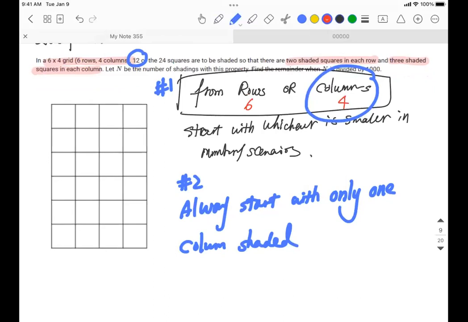But for this, let's start with the first column. The first column, the question says 3 squares must be shaded. So these 3 squares have so many options, right? You have 6 cubics, and you want to go for 3. You have different options. No worries. Step number 3.